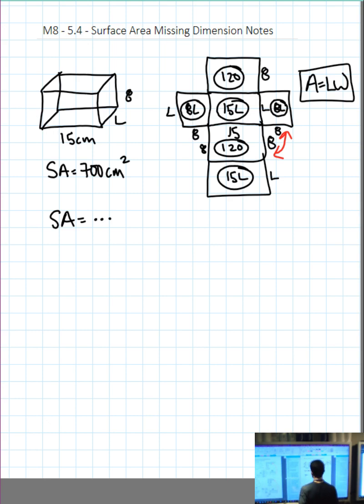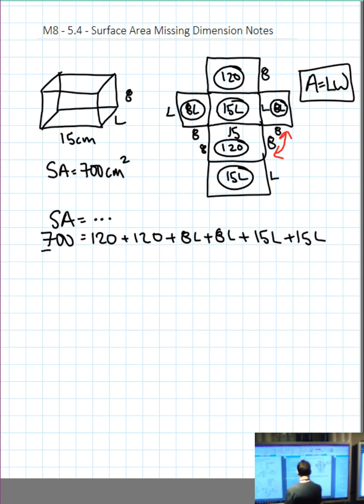And if we're given a surface area of 700, we can substitute 700 in for the surface area. Then we can just simply add up all the sides: 120 plus 120 plus 8L plus 8L plus 15L plus 15L. Simplify: 700 equals 240 plus 15 plus 15 is 30, plus 8 plus 8, which would be 16, therefore 46L.